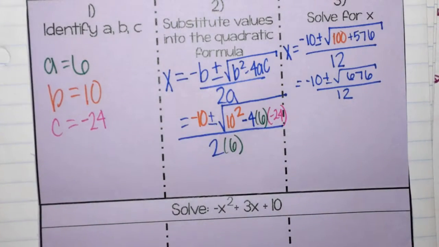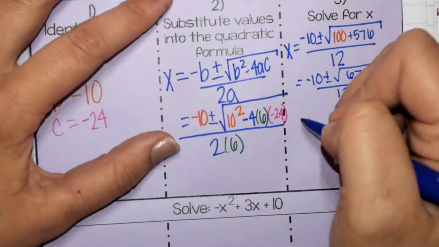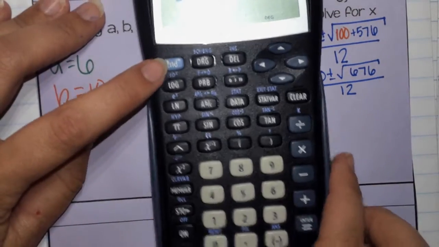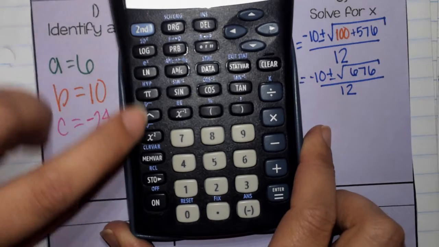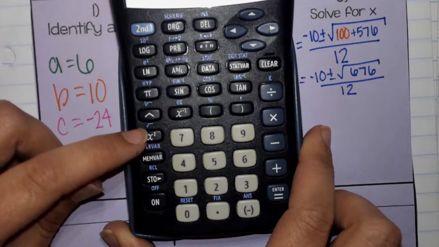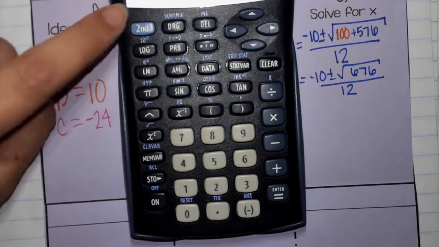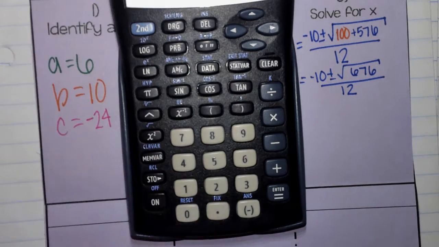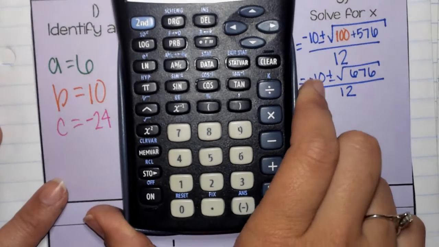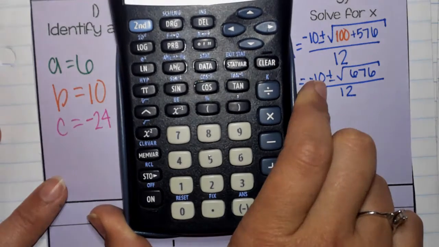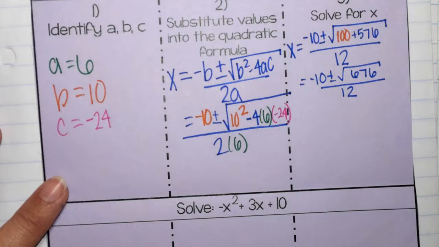You must have a calculator for this. You hit second, and then you see how the blue square root is above that? Hit that button, and then 676 equals. The second button gets you all the blue functions, just in case you didn't know that. So 26 times 26 is 676. That's cool, because 576 is 24 squared.